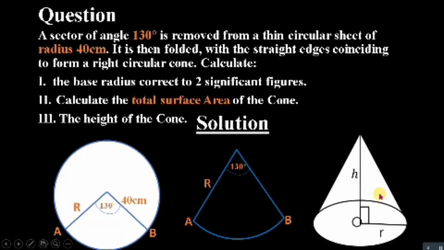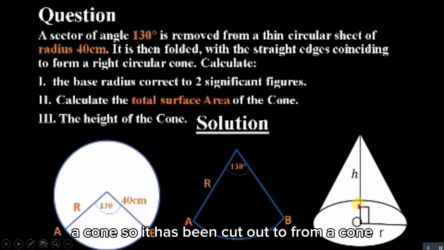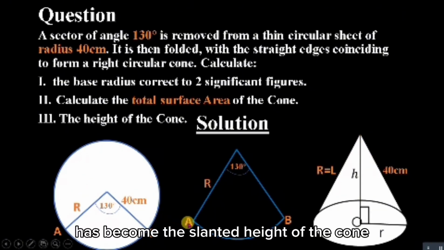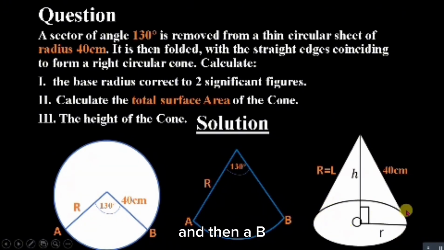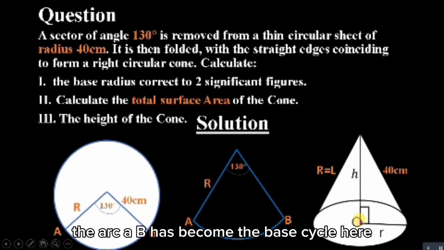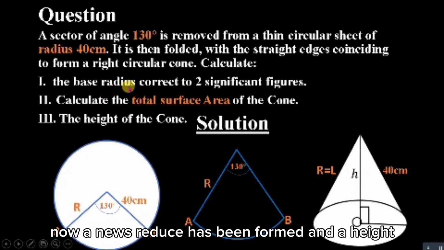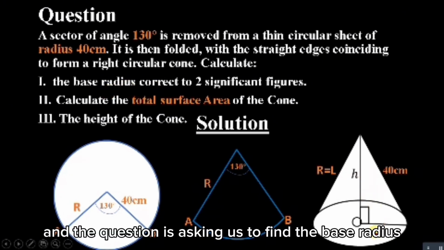Now remember, this is the radius of the circle, and the radius of the circle has become the slanted height of the cone, because you have folded it this way, and the arc AB has become the base circle here. Now a new radius has been formed and a height, and the question is asking us to find the base radius, which is this small r. Okay, so with that we can go in.